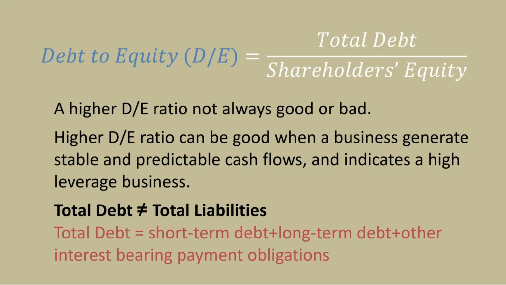Total debt is short-term debt plus long-term debt plus other interest-bearing payment obligations. For example, notes payable, bonds payable, or long-term loans are part of the debt, but accounts payable, accrued expenses, and deferred income are not debt.